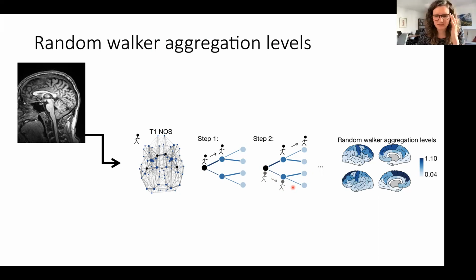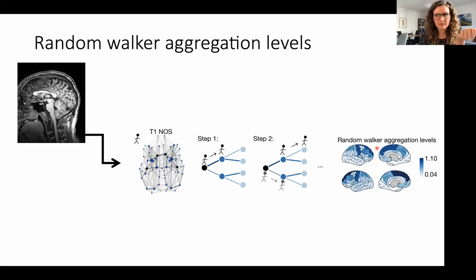We tried out different steps. And then all the random walkers will stop. We will count how many times for each region a random walker was in that region. So a region is here just a node in the network, right? And then we will have our number of times the random walker visited, or we will call it random walker aggregation levels, which more corresponds to the protein aggregation levels of this protein from the post-mortem data.